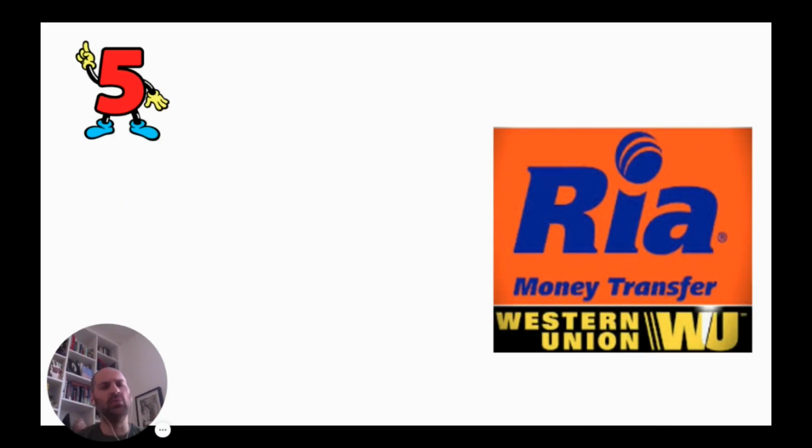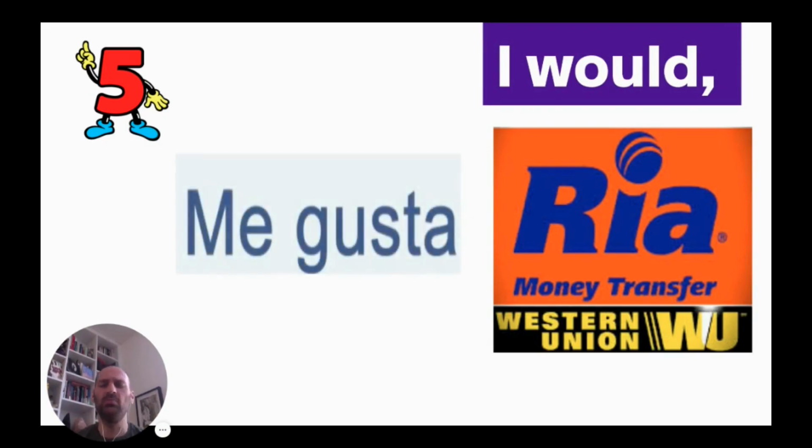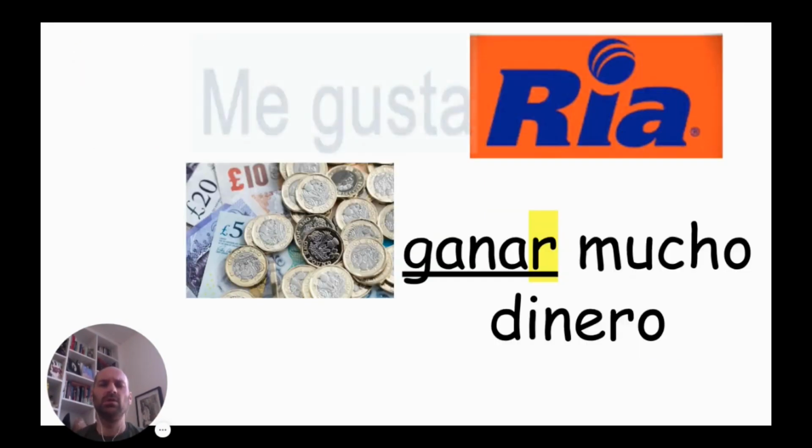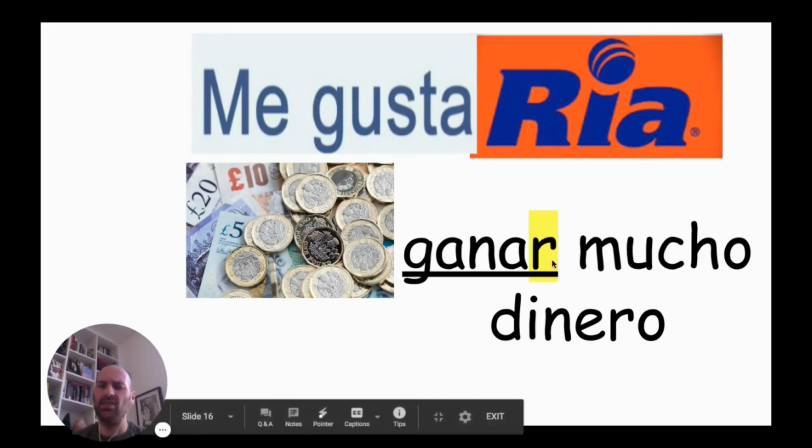I would like, I would love. And in Spanish, it's really simple. You add ría. Ría is a money transfer company, where you can send money to other parts of the world. So you need to think of I would like to send money using ría. This is the mental hook that you're going to use. So me gustaría. I would like. So me gustaría ganar mucho dinero. Here comes the money. The verb ends in R after me gustaría.